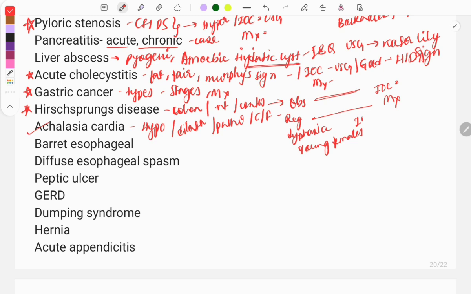An image based question is also asked, in which you will be looking at the barium swallow. Okay, the barium swallow image will be given, and the esophagus looks something like this, so the bird beak appearance or the rat tail.